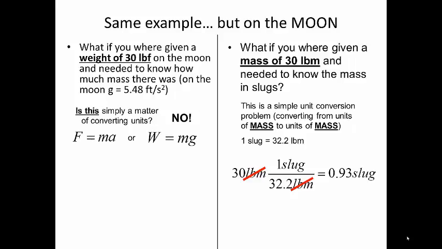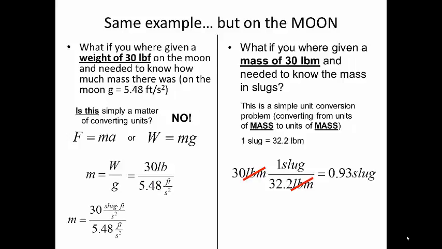Again, we use our equation of motion, F equals ma, or our weight is equal to mass times gravity. If we solve for mass, we get mass is equal to weight divided by gravity. Our weight is 30 pounds. Our gravity is 5.48 feet per second squared. But we want to write our pounds in the base units. In this case, mass is equal to 30 slug feet per second squared divided by 5.48 feet per second squared. Now our feet per second squared cancel, and we're left with slugs, 5.47 slugs.